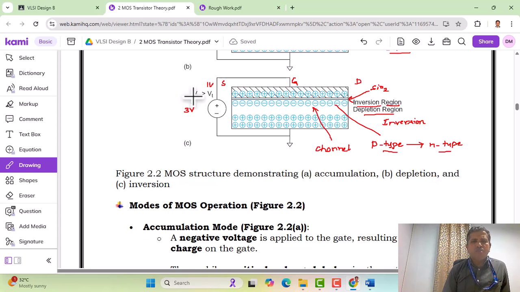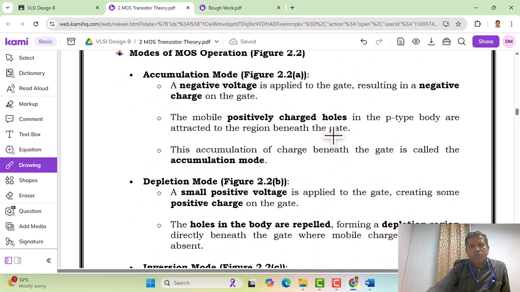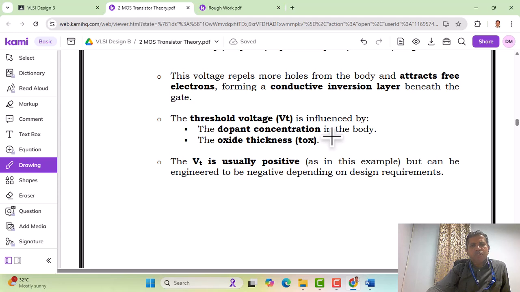Whereas here, when a large positive voltage is applied beyond the threshold voltage, this voltage is sufficient to convert the p-type body below the silicon dioxide into n-type, and that region is called a channel. This channel helps the charge carriers move from the source region to the drain region, provided you apply a drain to source voltage. There is again a depletion region created below the negative charges, and this mode of operation is called the inversion mode. All these things have been explained here, so students can go through this, and if there are any questions you can post them in the comments.